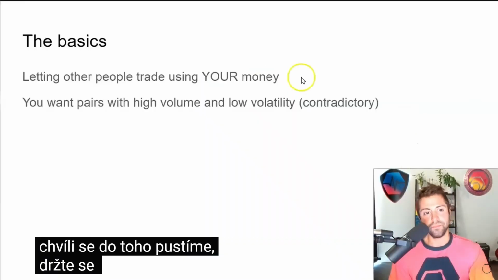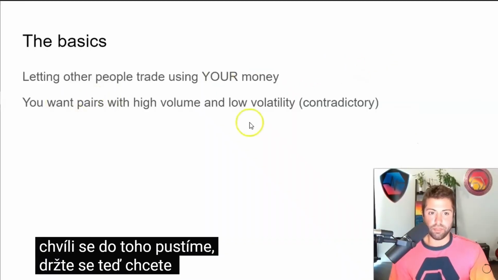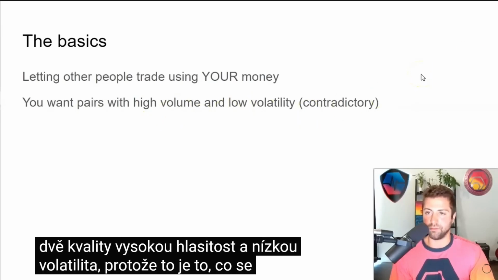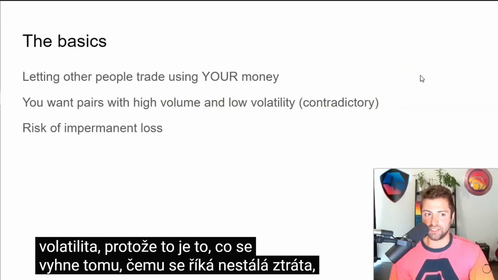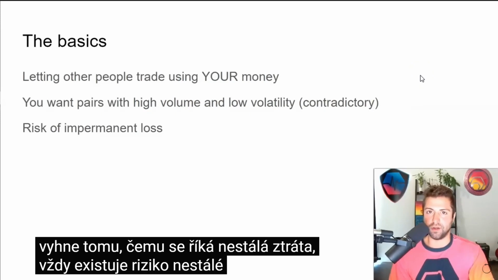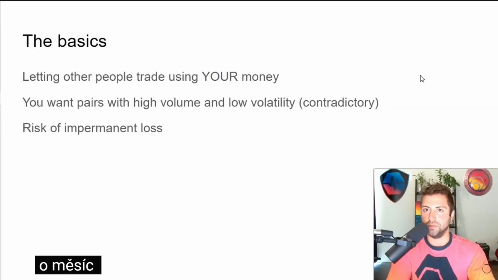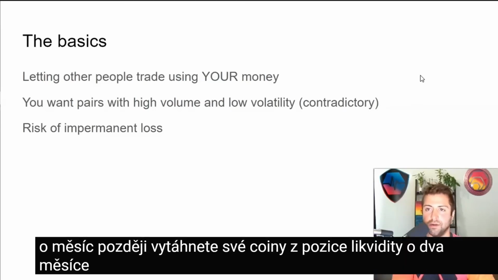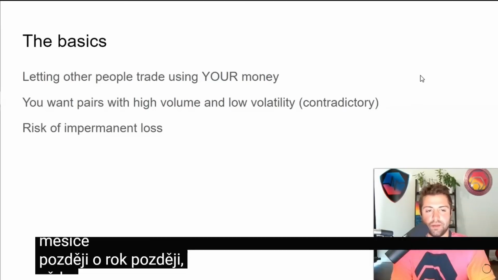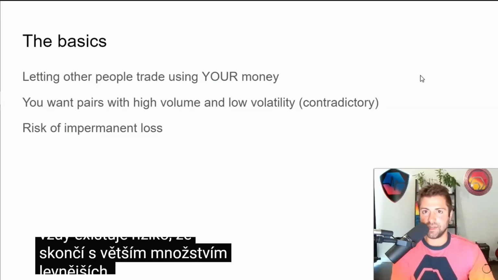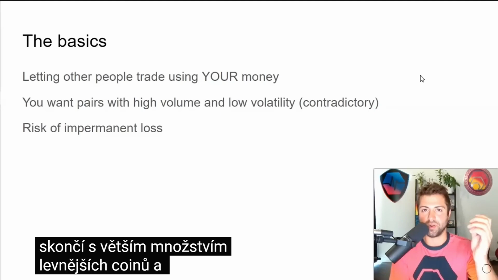Stick around. Now, you want these two qualities, high volume and low volatility, because that's what's going to avoid what's called impermanent loss. There's always the risk of impermanent loss. There's always the risk that when you pull your coins out of the liquidity position, 1 month later, 2 months later, 1 year later, you're going to end up with more of the less expensive coin and less of the more expensive coin.